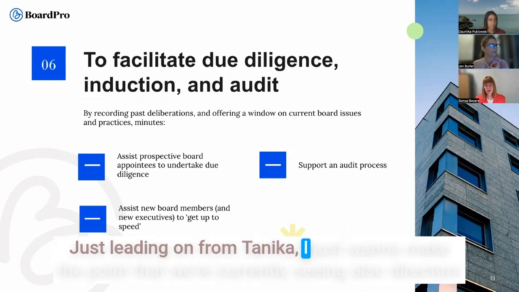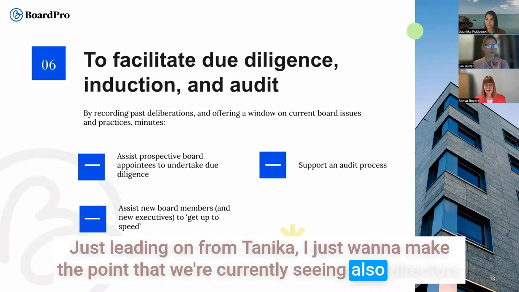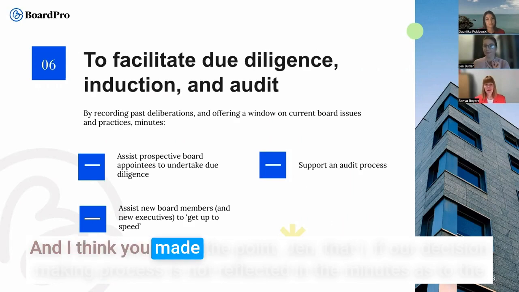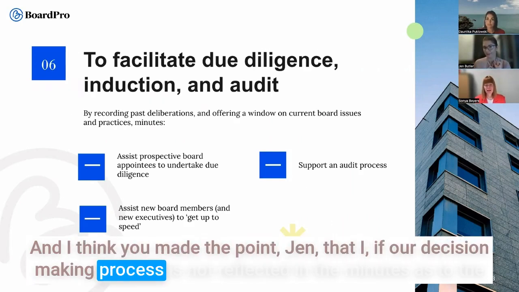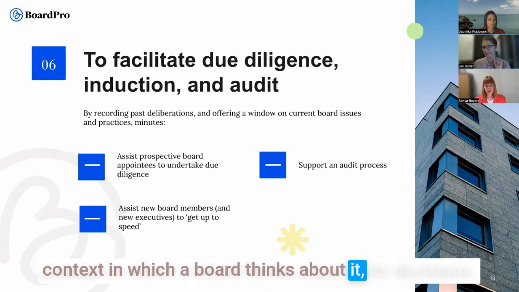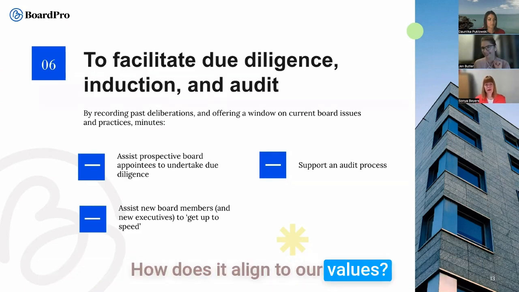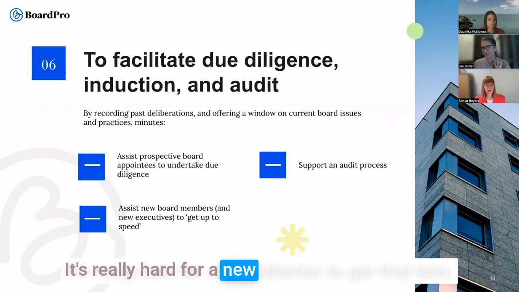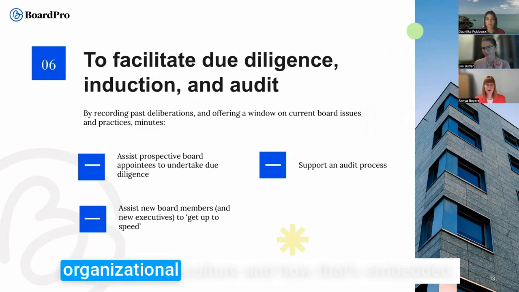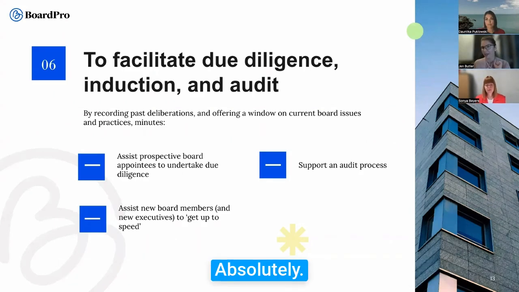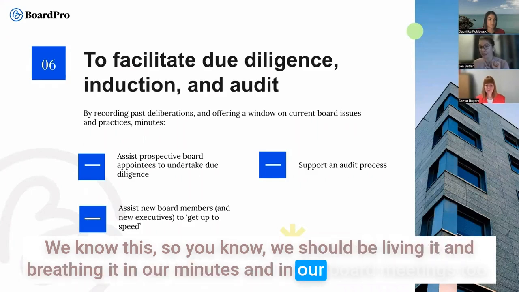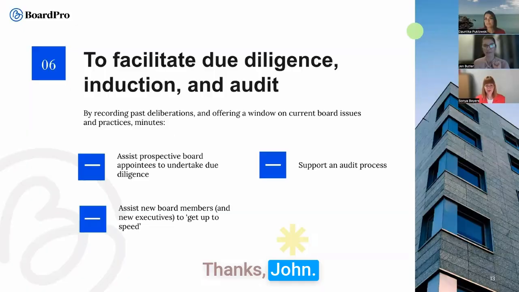Just leading on from Danica, I just want to make the point that we're currently seeing also directors very interested in understanding organisational culture before they come onto a board. And I think you made the point, Jen, that if our decision-making process is not reflected in the minutes as to the context in which a board thinks about its decisions, how does it align to our values? What's the purpose? It's really hard for a new director to get that lens. Now, the minutes is not the only way, but it should provide some colour and context around organisational culture and how that's embedded. Absolutely. Culture comes from the top down. We know this. So, we should be living it and breathing it in our minutes and in our board meetings too. Thanks, John.